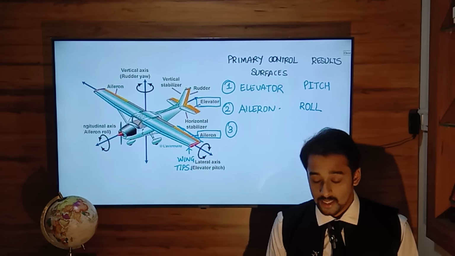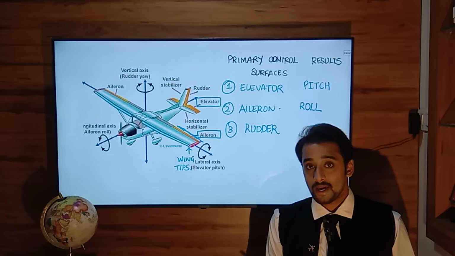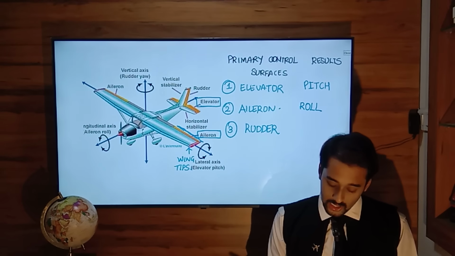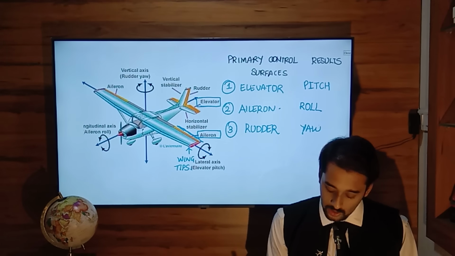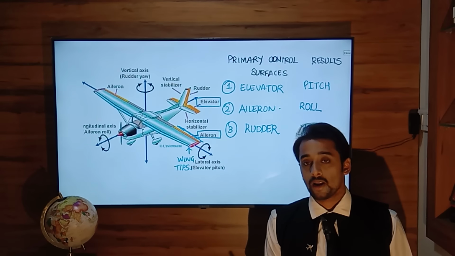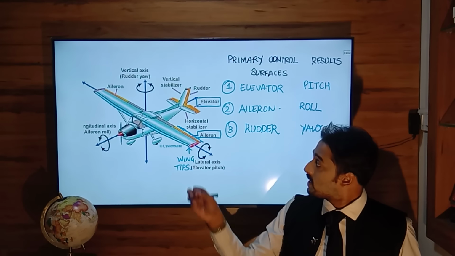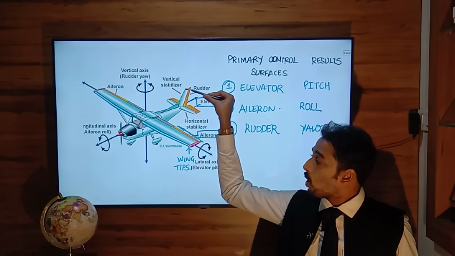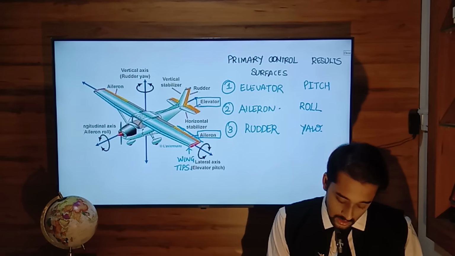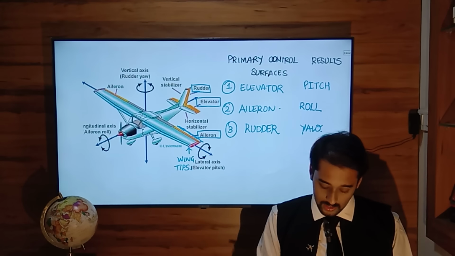The last control surface is the rudder. This same control surface also exists in ships. So the rudder produces yaw, which is the left turn or right turn of the nose of your aircraft. The rudder is located on the trailing edge of the vertical stabilizer, on the backward portion of the vertical stabilizer.